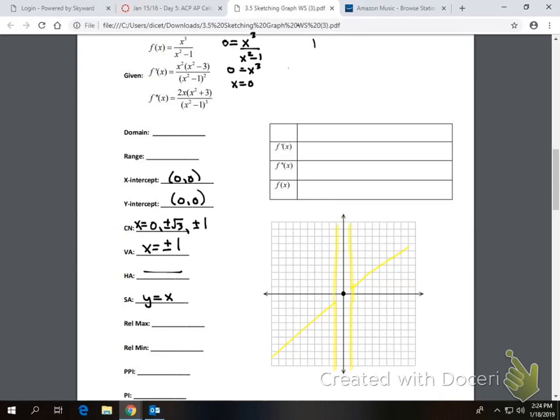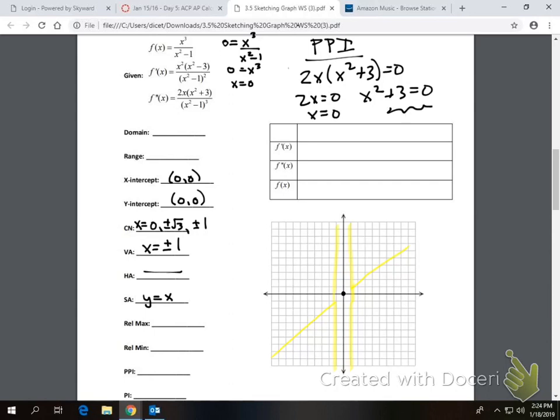But I also set that 2x times x squared plus 3 equal to 0. So I get 2x equals 0, and I get x squared plus 3 equal to 0. On the left-hand side, that gives me x equals 0. Over here, aren't these imaginary solutions? We're not going to graph imaginary solutions, okay? We're talking about the real zeros. So to be honest with you, I know my PPIs are plus or minus 1 and 0, but we already can eliminate the plus or minus 1 because we know they're vertical asymptotes.